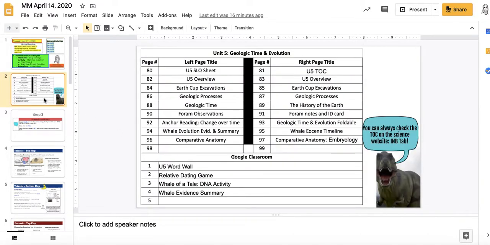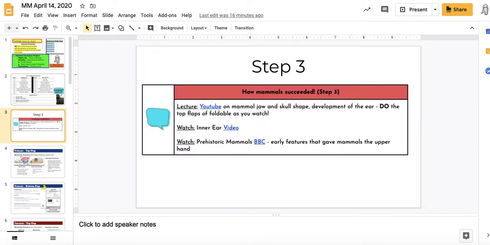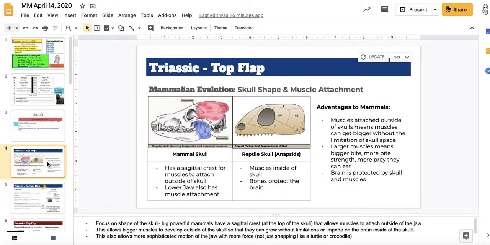Nothing new on the table of contents, but today you should start step 3, and that might look like you watching the lecture, maybe watching the video on the inner ear. You can also watch a prehistoric mammal BBC episode. I have provided the slides for you. The top flap of each period is going to involve how the mammals are evolving and what part of the body that we're focusing on that gave them an evolutionary advantage. In the Triassic, you'll hear in the lecture from Miss Bombardieri about skull shape and muscle attachment.